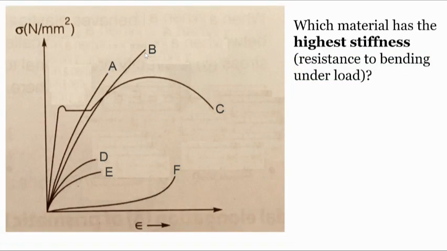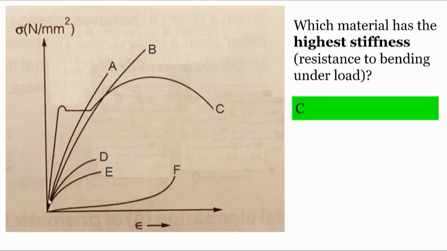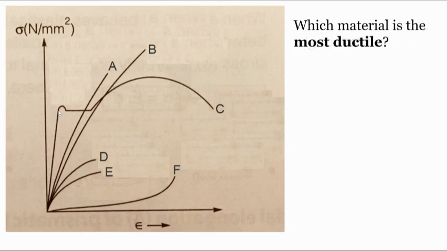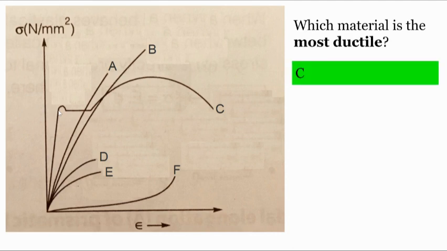Which material has the highest stiffness, resistance to being bent when a load is applied? Hopefully you told me material C, because of the elastic portion or linear portion of the stress strain curve, we have the steepest slope over here at material C. Which material is the most ductile? Well, remember, ductility is the ability to be drawn into a wire. And so we're looking for the one that has the most plastic deformation, which would be material C.